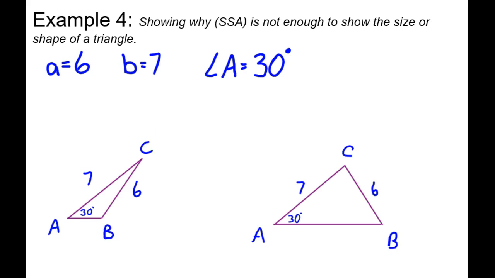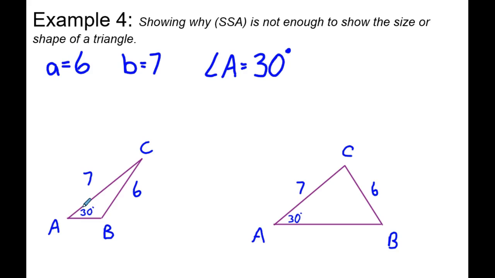In example 4, we're going to show why the side-side-angle pattern is not enough to show the size or shape of a triangle. So suppose we have the measure of side length A is 6, side length B is 7, and the measure of angle A is 30 degrees. As you can see down below, there are two different triangles we can create if we have this information that follows the side-side-angle pattern.